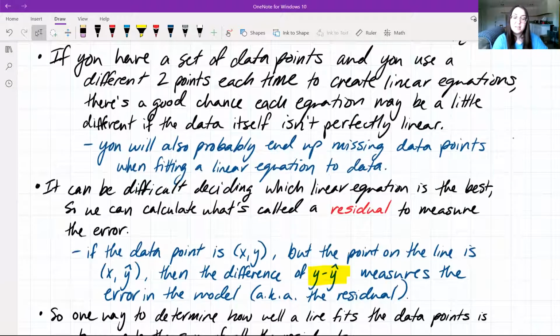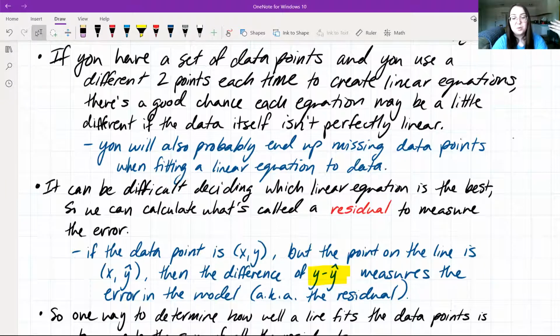So if you have a set of data points and you use a different 2 points each time to create linear equations, then there's a really good chance that each equation is going to be a little different. The data itself is not perfectly linear. So you'll also probably end up missing data points when fitting a linear expression to data. Each time you use 2 different points, that line will always go through those 2 points, but there's no guarantee that it will go through another set of other data points.